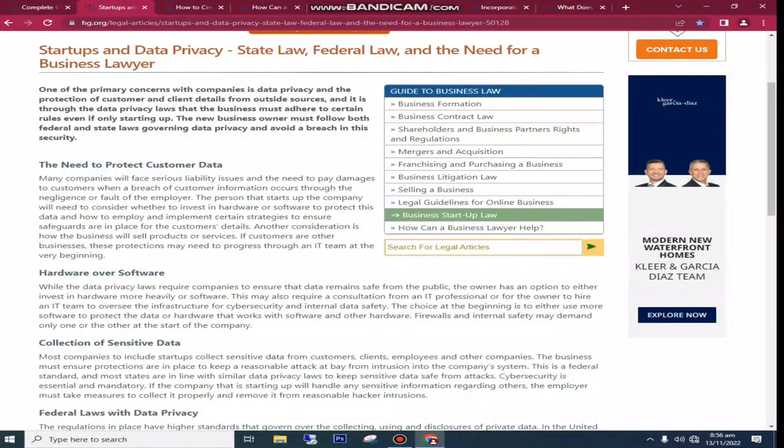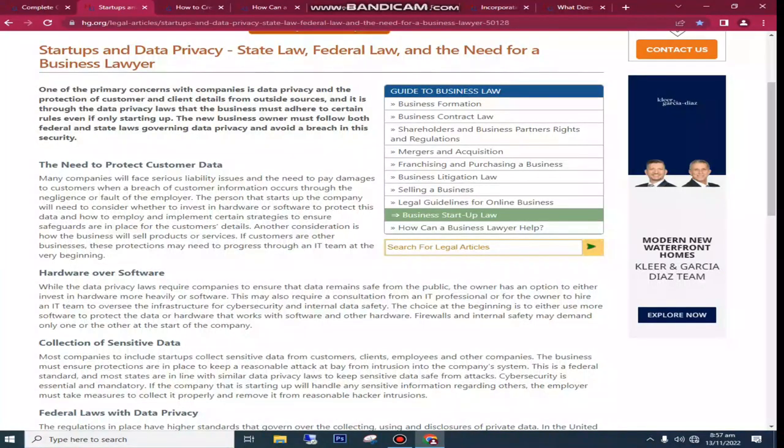Startups and data privacy, state law, federal law, and the need for the business lawyer. One of the primary concerns with companies is data privacy and the protection of customer and client details from outside sources, and it is through the data privacy laws that the business must adhere to certain rules even if only starting up. The new business owner must follow both federal and state laws governing data privacy and avoid a breach in this security. The need to protect customer data.